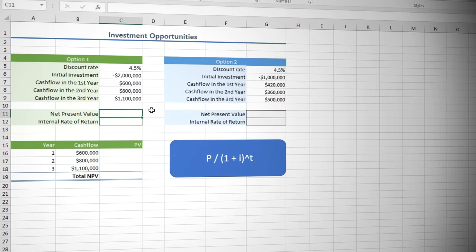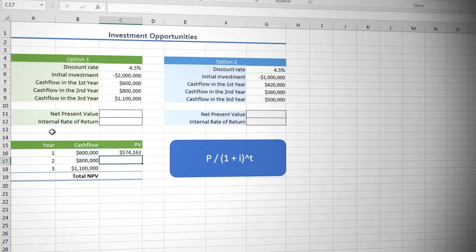So P is our cash flow. I is our interest rate, also known as a discount rate. And T represents our time or the number of periods. So clicking in cell C16, we're going to type equals, then take our cash flow and divide that by 1 plus our discount rate, which is 4.5%, to the power, I'm going to use our little caret for this, our time, or in this case, our number of elapsed years, and we're going to click enter.